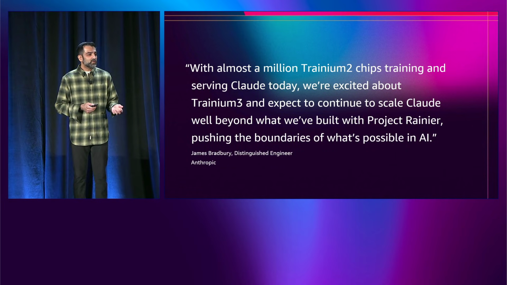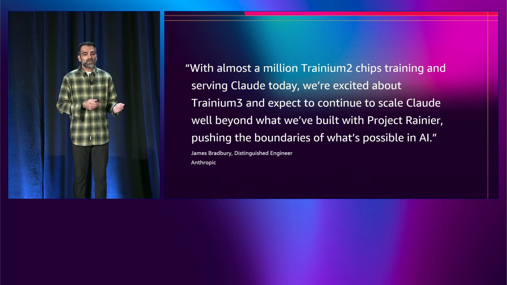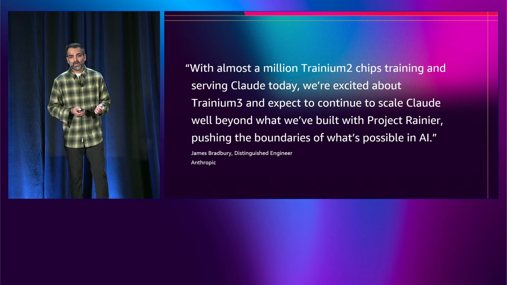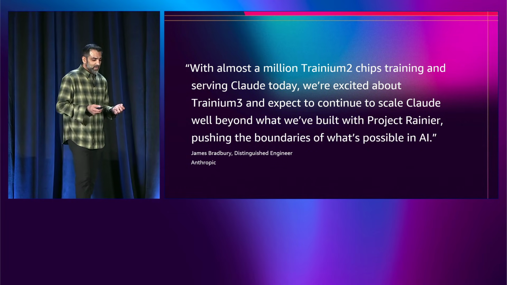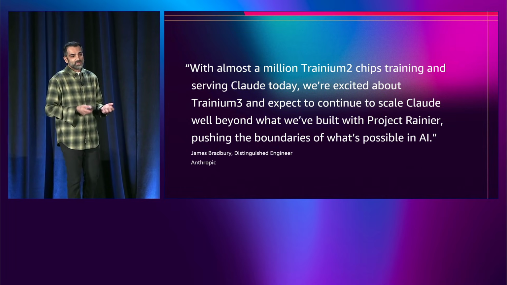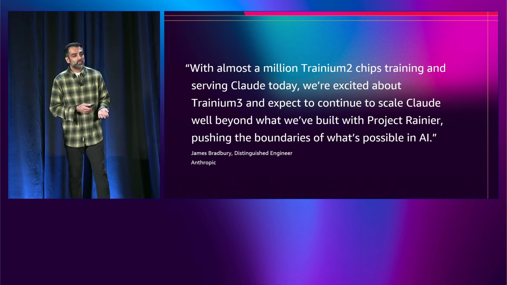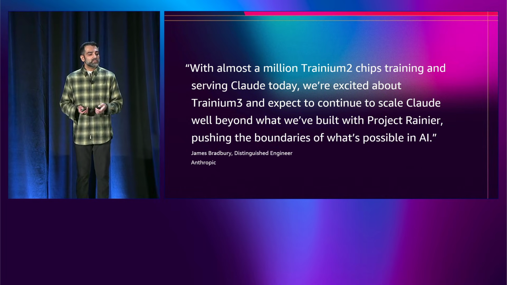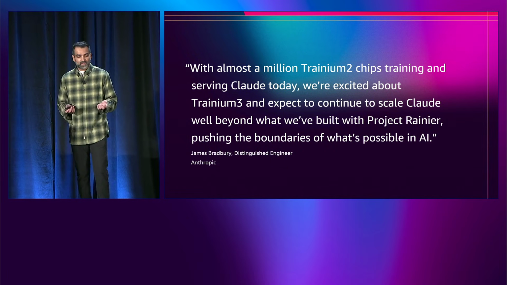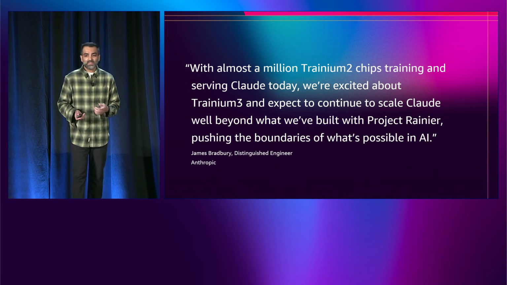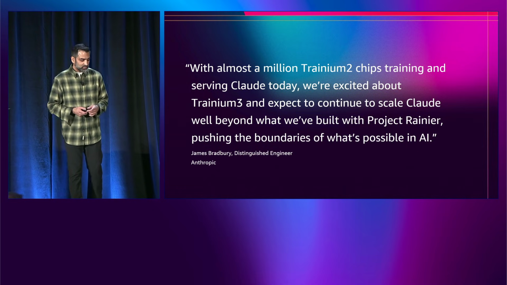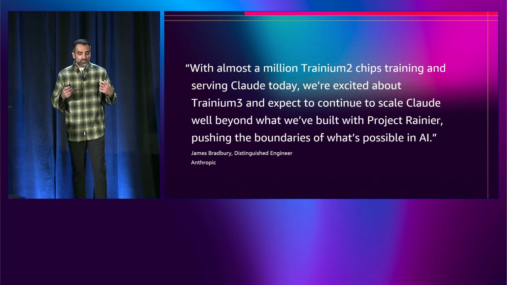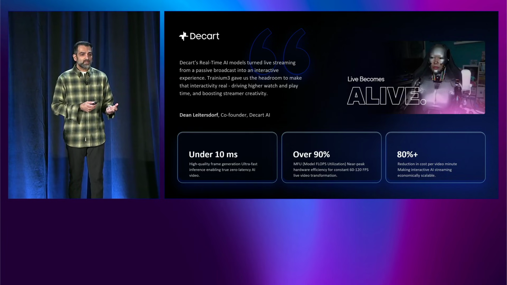We had a stated goal at the time of deploying hundreds of thousands of chips for Anthropic as Project Rainier. We ended that with 500,000 chips deployed in Project Rainier and 1 million chips already deployed serving all of our customers this year. And we're on track to exceed that already with Trainium 3.